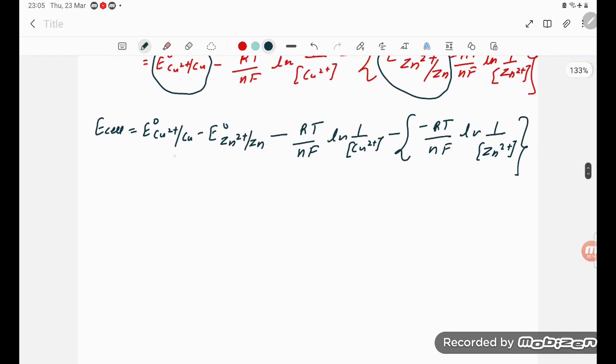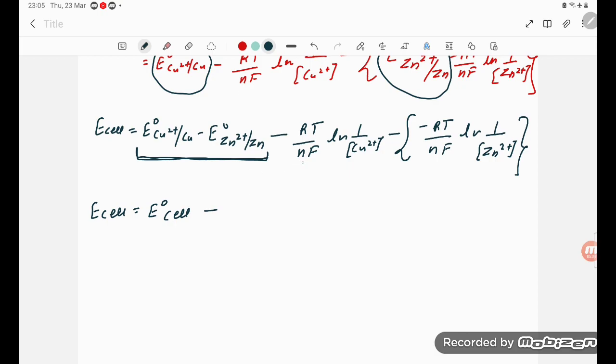Now see, this value, E naught cathode minus E naught anode, is going to be E naught cell. So E naught cell is equal to E naught cathode minus E naught anode, and then we are going to get another term.